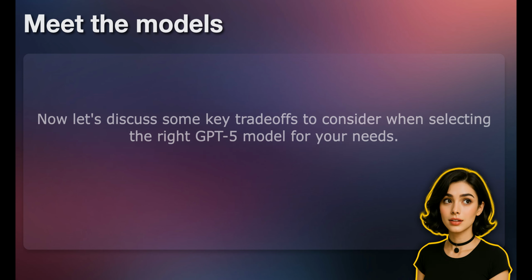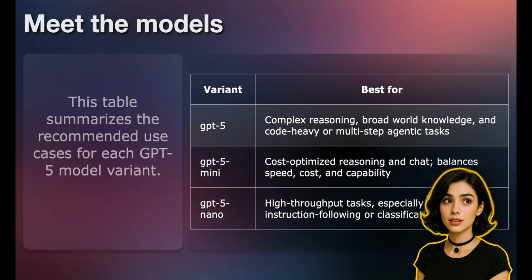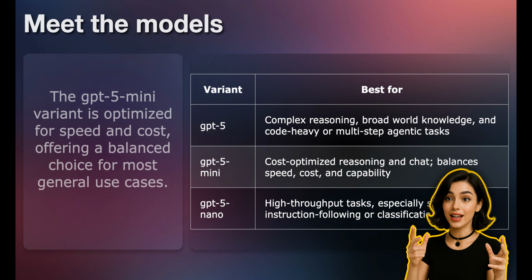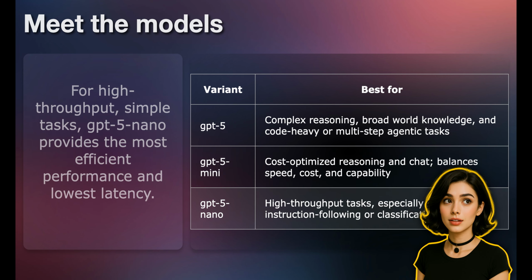Now let's discuss some key trade-offs to consider when selecting the right GPT-5 model for your needs. This table summarizes the recommended use cases for each GPT-5 model variant. The GPT-5 mini variant is optimized for speed and cost, offering a balanced choice for most general use cases. For high-throughput, simple tasks, GPT-5 Nano provides the most efficient performance and lowest latency.